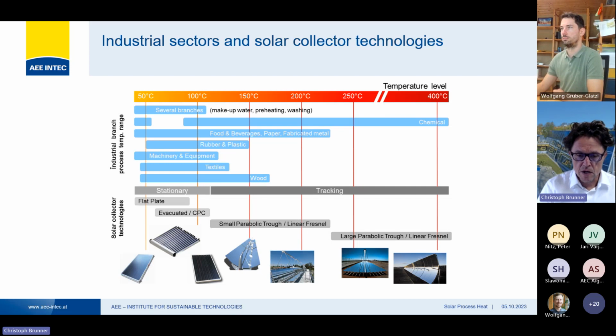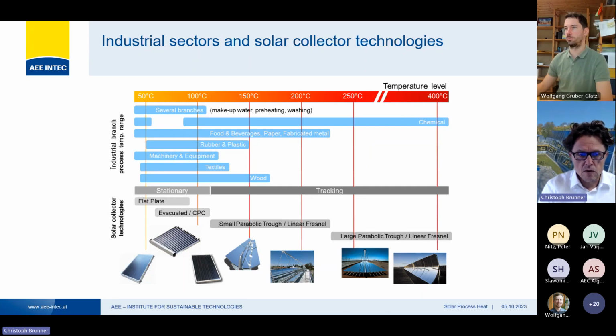And then we are coming to the solar technologies of concentrating systems. And here we have parabolic trough collectors or Fresnel collectors, which are in this range up to 200 degrees, 250 degrees, 300 degrees. So these are the small concentrating systems. And then on the upper end, we have the large parabolic trough or the large concentrating systems. And in these blue areas, you see the different industry sectors and branches.